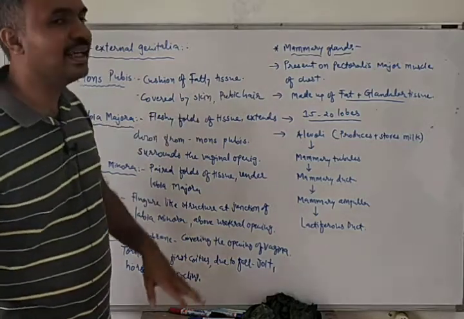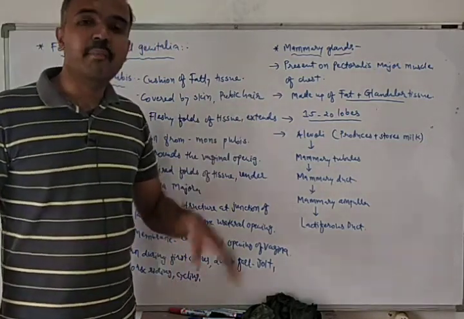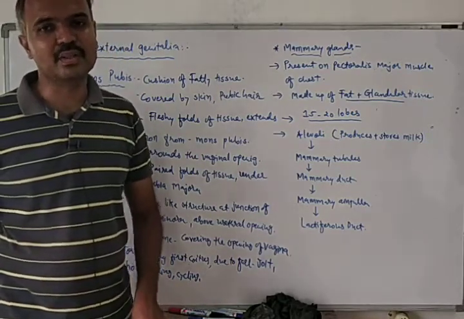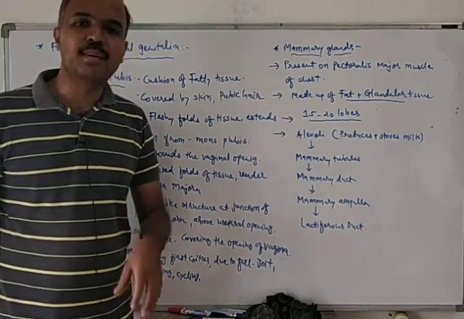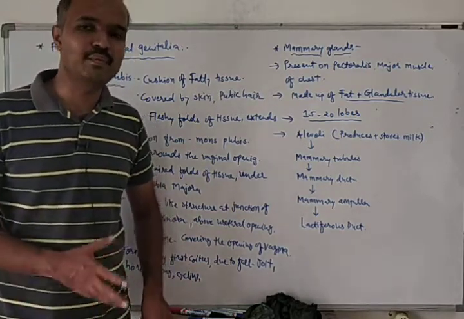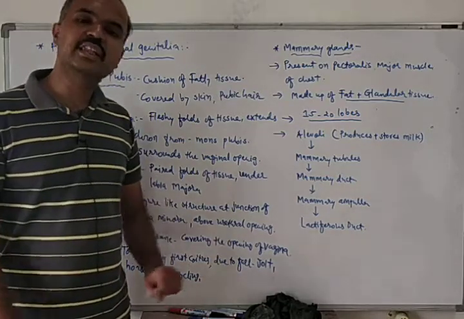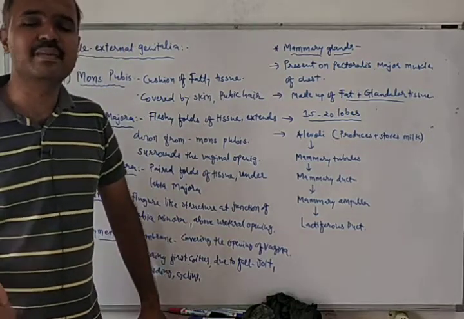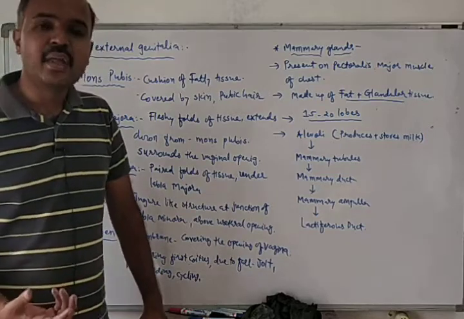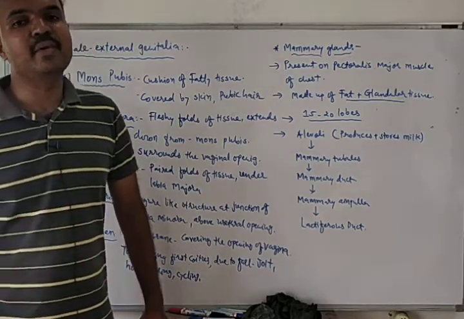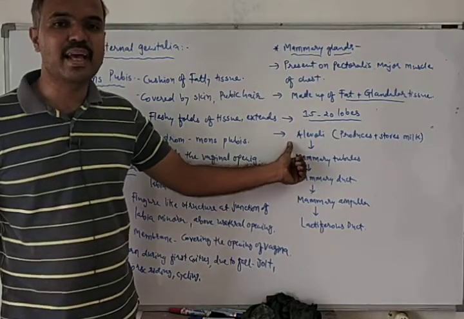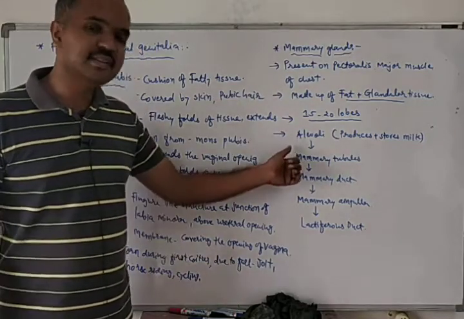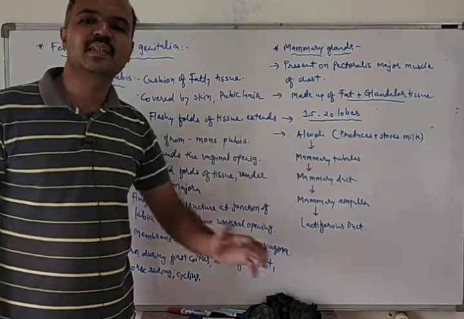Now let's talk about mammary glands. Mammary glands are located on the pectoralis major muscle of the chest, and they are made up of fat and glandular tissue. Inside each mammary gland, 15 to 20 lobes are there, and in each lobe a cluster of alveoli is there, which produces as well as stores the milk.